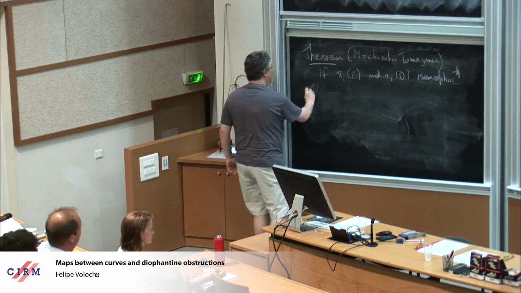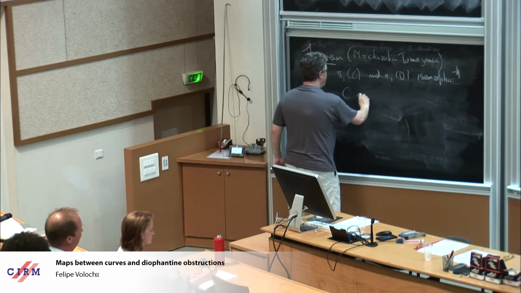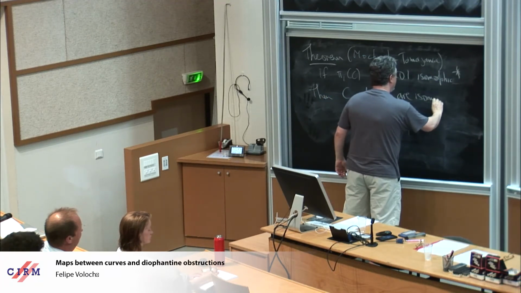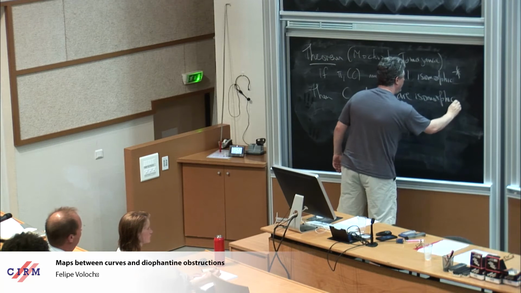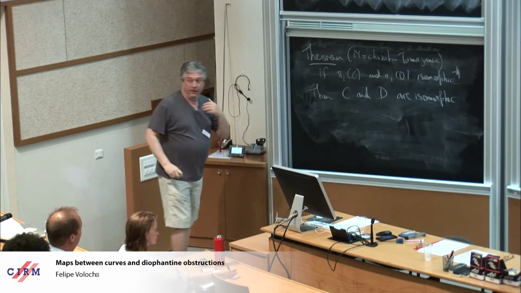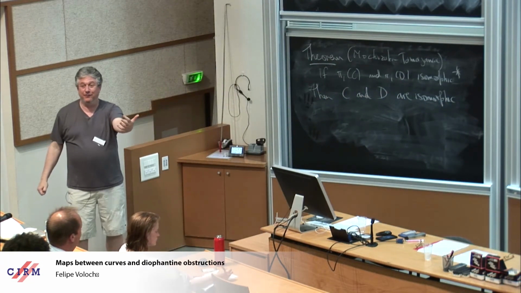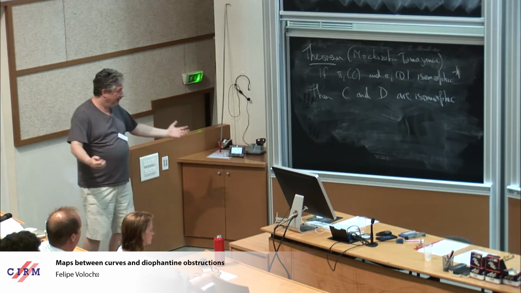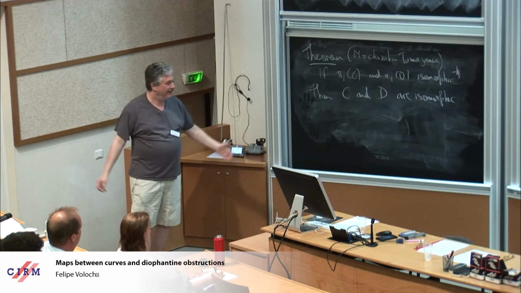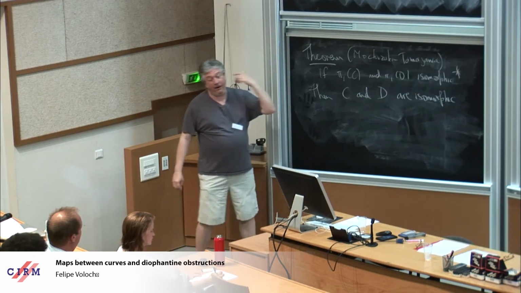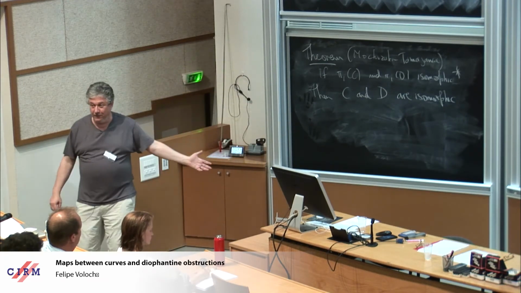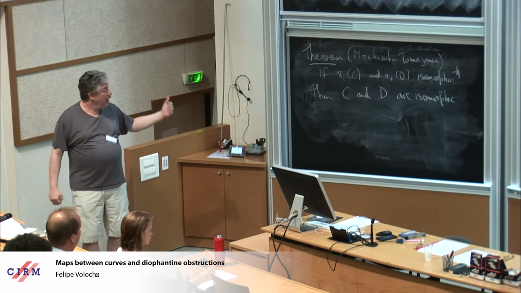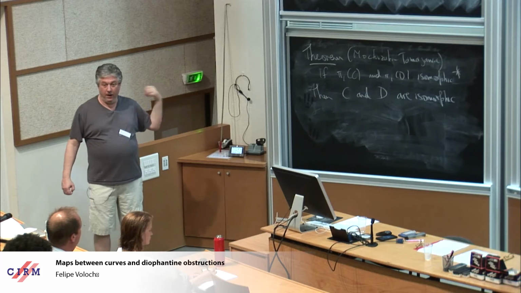Then C and D are isomorphic. So if we could compute the fundamental group, we could solve our problem. But as we can't, that's not going to give us that. But it would solve the subproblem of isomorphism. So there isn't at the moment, as far as I know, a corresponding statement for maps.